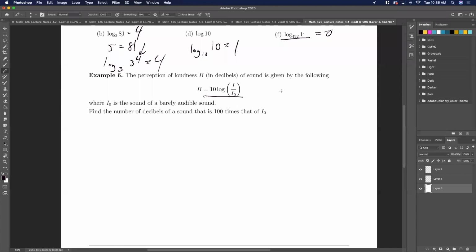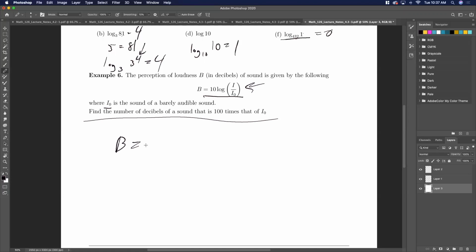So we do stuff in this so we can detect powers. Let me explain this really quick. The perception of loudness is given by the following. Our perception of loudness is given by this, and this is actually fairly accurate. This is actually a real formula where I naught is a barely audible sound. So find the number of decibels a sound is that is 100 times that of I naught.